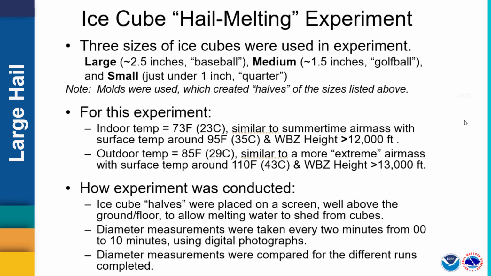We ran 2 runs of this experiment, one that was indoors using a temperature of 73 degrees Fahrenheit. This would be similar to a summertime air mass with surface temperatures around 95 degrees, temperatures at 500 millibars just below freezing, and high wet bulb zero heights above 12,000 feet. Then we did run outdoors with a temperature of 85 degrees. That's 85 through the entire melting layer. That would be similar to a much more extreme air mass with surface temperatures around 110 degrees Fahrenheit and 500 millibar temperatures way above freezing, which we don't even observe, along with very high wet bulb zero heights.